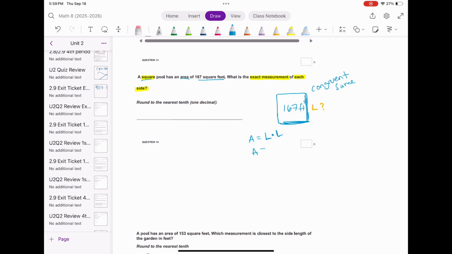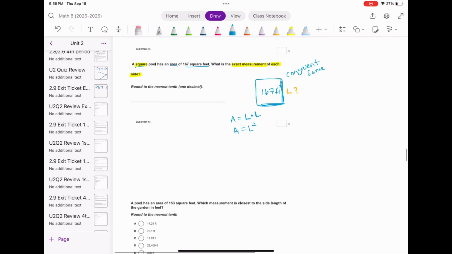Now, we don't want the area. We already have the area. So I want to find my length. That means I want to get L by itself. So how do I get rid of the exponent? The opposite of a square is square root. And remember, whatever you do to one side, you do to the other. So basically, to get rid of the exponent 2, you put a square root. And your formula is length equals the square root of area.